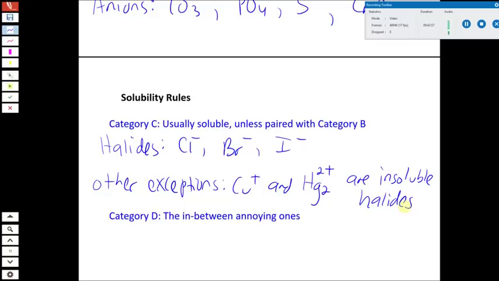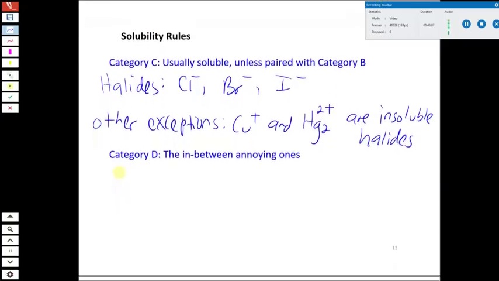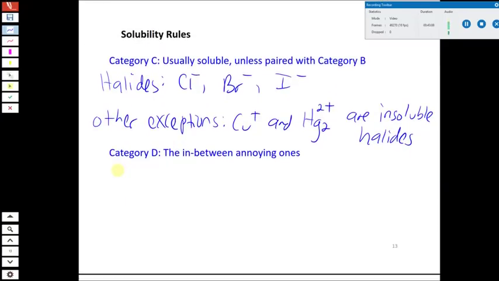So all the group 1 halides, all the group 2 halides, calcium, magnesium, all those, many other transition metal halides you would predict would be soluble in this case. And then finally the last one is category D, which I call the in-between annoying ones. These are ones that have probably more exceptions than rules in some sense, but there is still a little bit of a systematic way of learning this. So there's two anions that kind of fall in this category where they're sometimes soluble and sometimes not. The first one is SO4 2 minus. This one is usually soluble, so more often than not it is soluble, but it has a lot of exceptions to that.